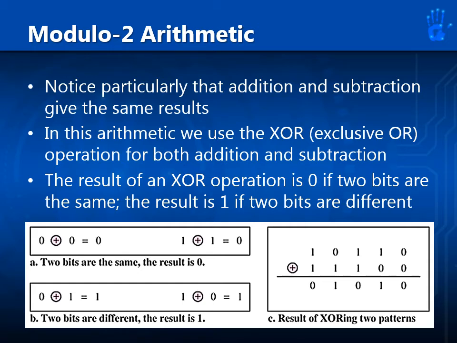Notice particularly that addition and subtraction give the same results. In this arithmetic, we use the XOR or exclusive OR operation for both addition and subtraction. The result of an XOR operation is 0 if 2 bits are the same. The result is 1 if 2 bits are different. Below are examples of bits that are under the XOR operation. So we can use the XOR operation on just 2 bits, or we can use XOR on 2 patterns of bits.